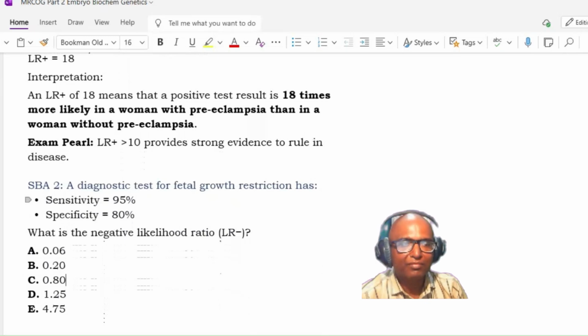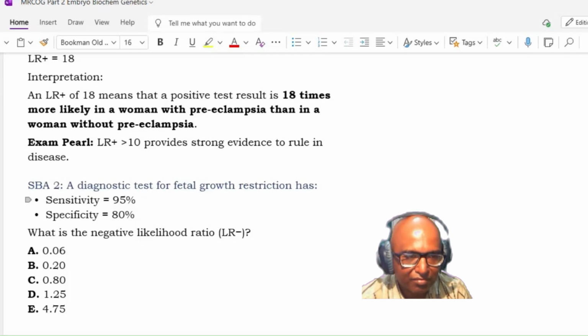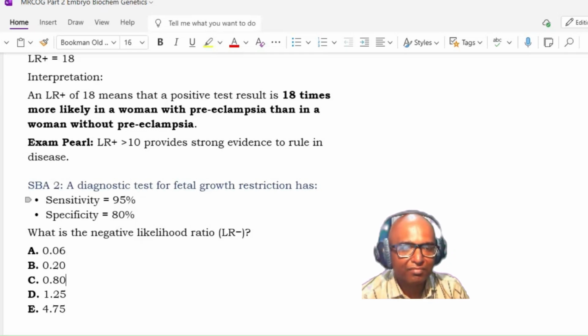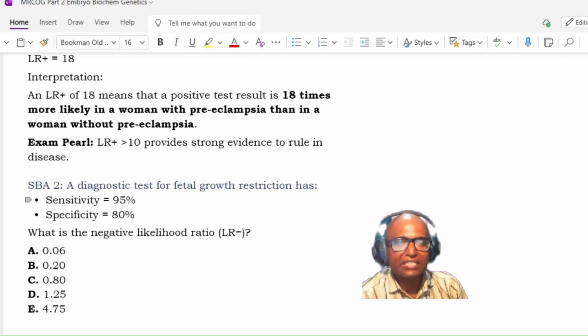A diagnostic test for fetal growth restriction has sensitivity of 95% and specificity of 80%. What is the negative likelihood ratio? Formula for the likelihood ratio negative: 1 minus sensitivity divided by specificity. Yeah, that is 1 minus 0.95, 0.05 divided by 0.8.